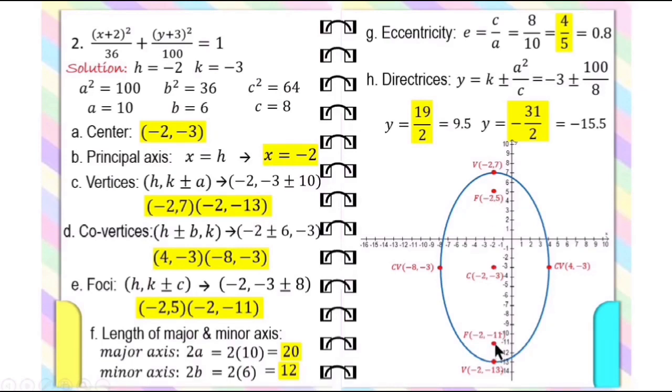With principal axis at x equals -2. The length of the major axis is 20, 10 units up and 10 units down from the center, while the length of the minor axis is 12. And the directrices are y equals 9.5 and y equals -15.5.